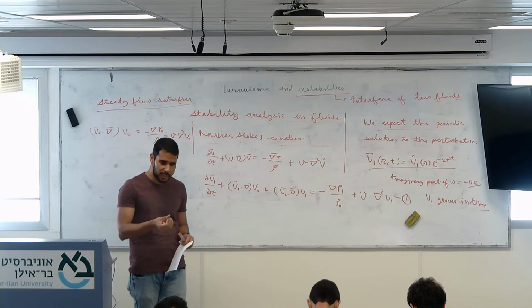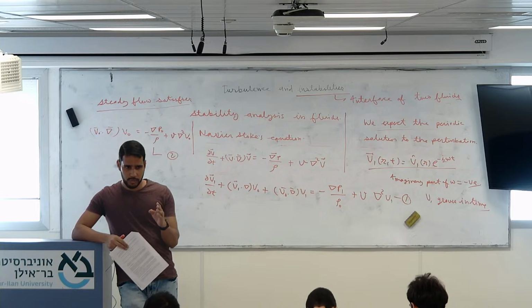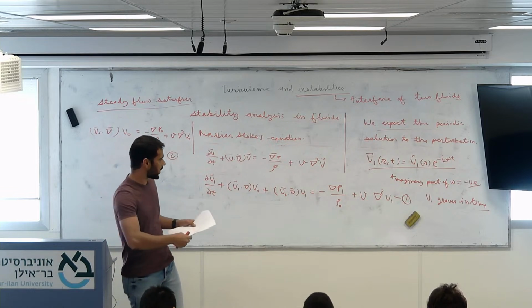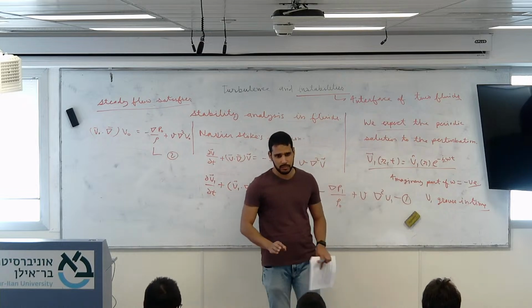So the standard stability analysis is: if you get a solution with a complex value of omega, and the imaginary part is negative, then the perturbation will grow. Okay?